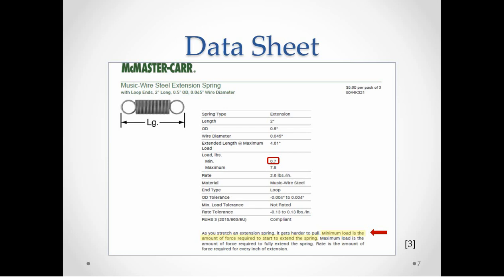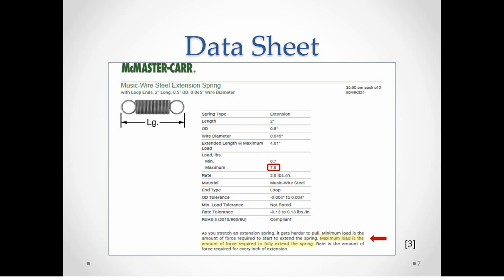By that, I mean that the value of the spring constant is 0 pounds per inch for any load less than the minimum load. The maximum load is 7.5 pounds force. Note the arrow and highlighted text at the bottom of the page. The maximum load is the amount of force required to fully extend the spring without permanently damaging the spring.